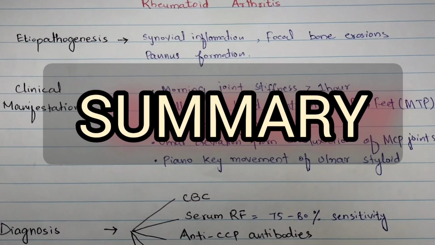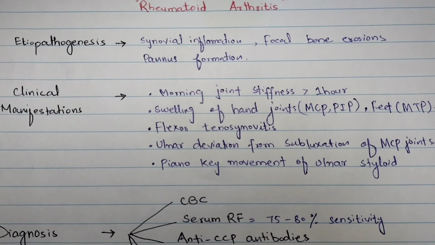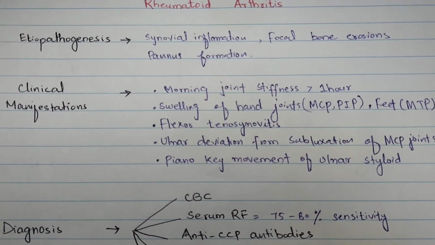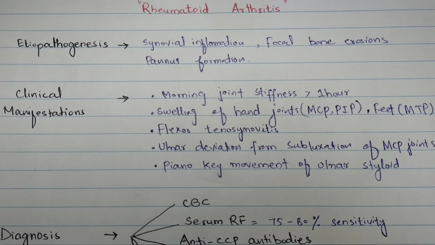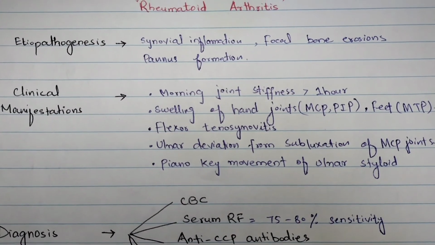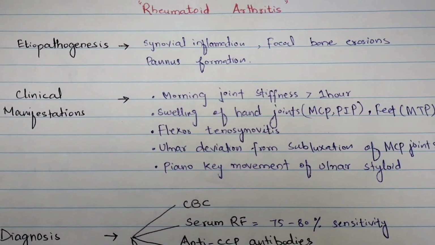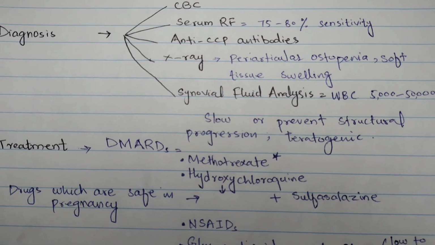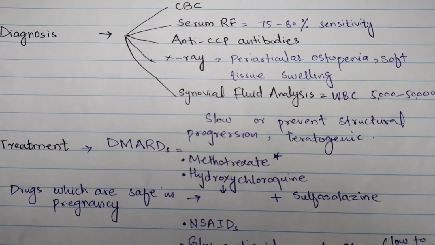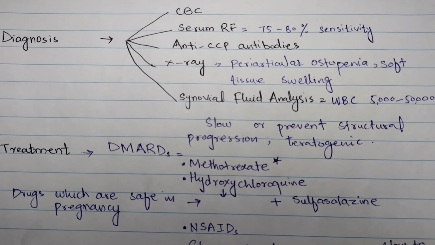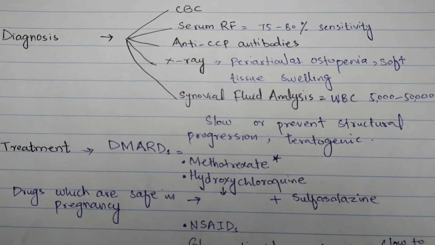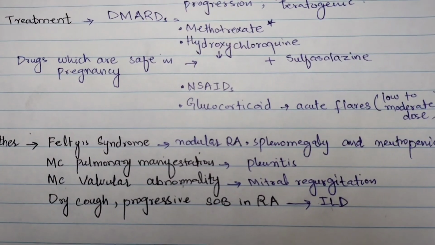Summary: first of all, in etiopathogenesis, we see synovial inflammation, focal bone erosions, and pannus formation. In clinical manifestations, we see morning joint stiffness of more than 1 hour, swelling of hand joints and feet, no DIP involvement, and piano key sign. For investigation, we can do CBC, complete blood count, serum RF, and anti-CCP antibodies, which are autoantibodies. In X-ray, we will see periarticular osteopenia and soft tissue swelling, and we will see WBC between 5,000 to 50,000.